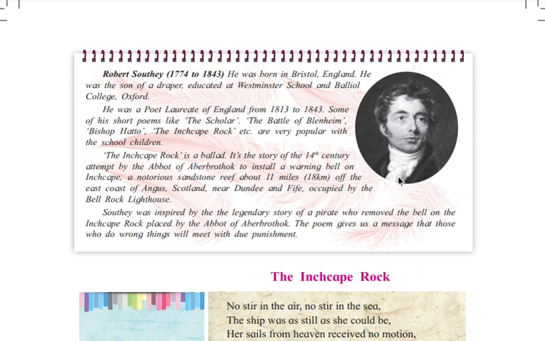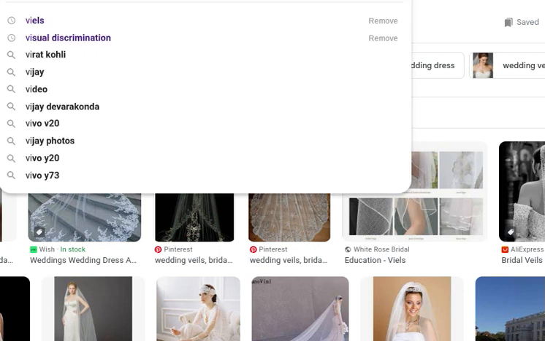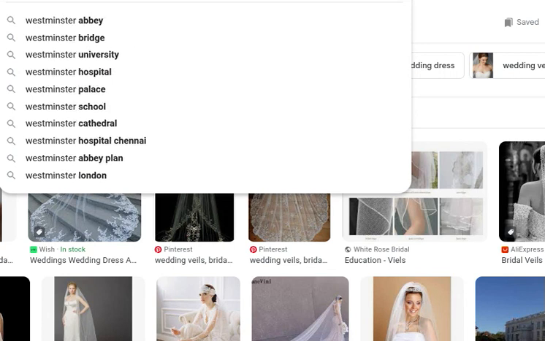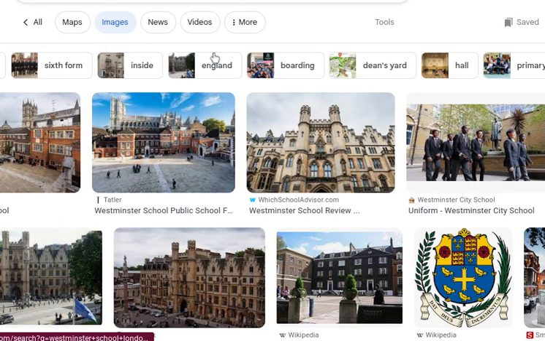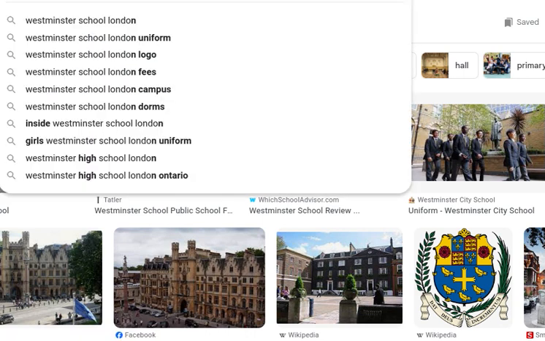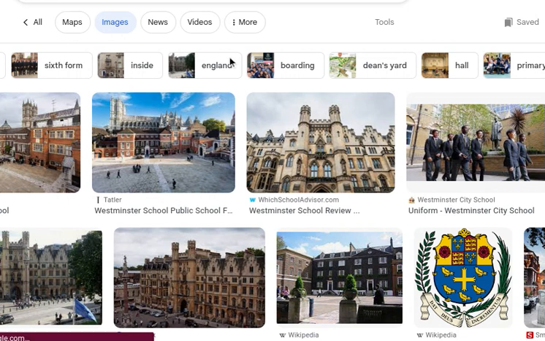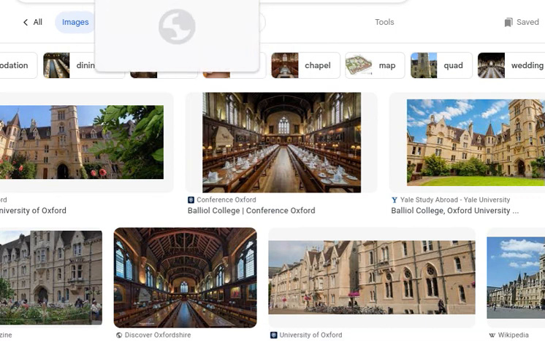He was educated at the Westminster School and Balliol College, Oxford. If I talk about where Westminster School and Balliol College, Oxford are, you can easily search. Westminster School is in London, and that is Balliol College, Oxford. So he was studying in these types of colleges, right?